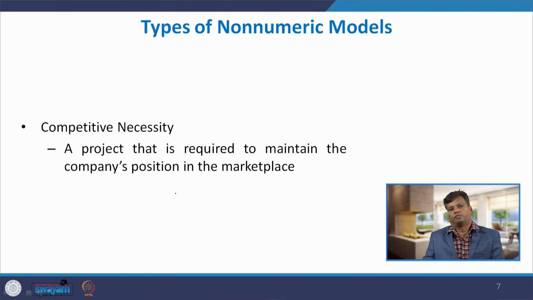The next type of project selection method is competitive necessity. A project that is required to maintain the company's position in the market. If you want to be competitive, if you want to exist in the marketplace, you have to choose the project. Currently, that project may not be beneficial to you, but over a period of time, you want to show your presence in the market. That type of project selection method is called competitive necessity.